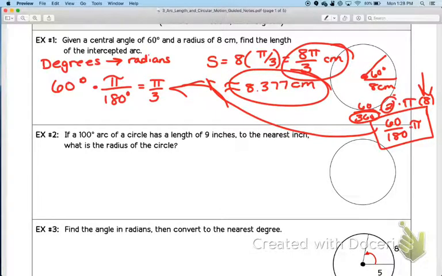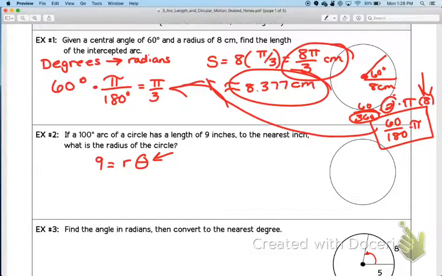If a 100-degree arc of a circle has a length of 9 inches to the nearest inch, what would be the radius? So now we're doing it in reverse. So now we're being told that my arc length, S, is 9. We need to solve for R, and we have theta, right? Before I can do anything, I need to convert my theta into radians.